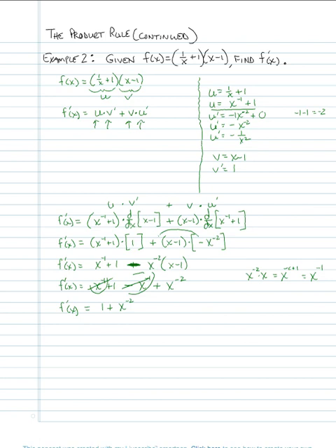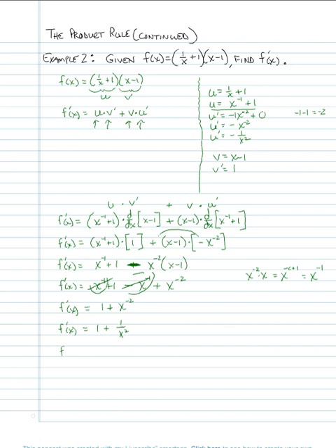Now, we probably won't leave our answer this way. Normally we like to have positive exponents. So we'll rewrite x to the negative second as 1 over x squared. And then we might even see the answer left as a single fraction.